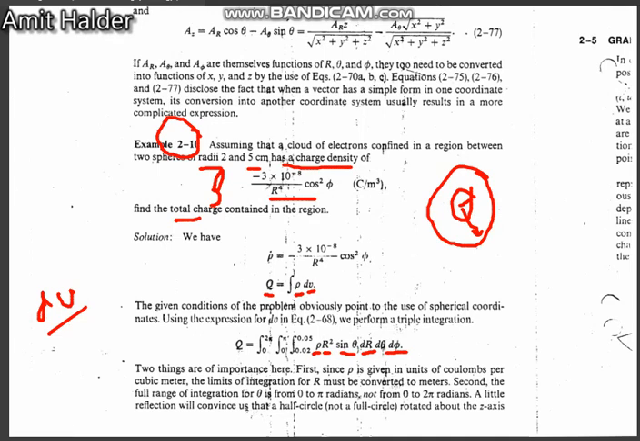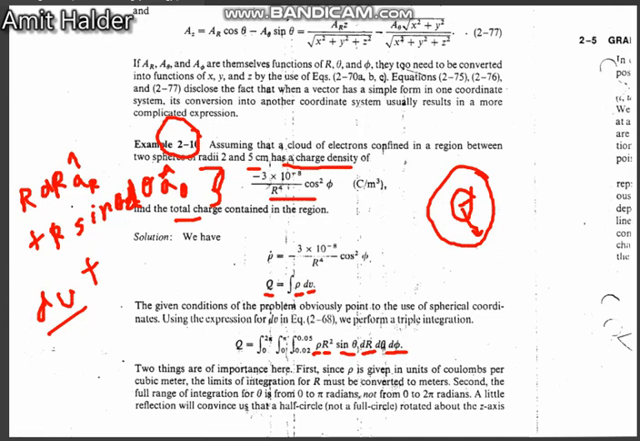The line vector is dr a_r plus r d theta a theta unit vector. Again, that's a line vector of spherical coordinate system.